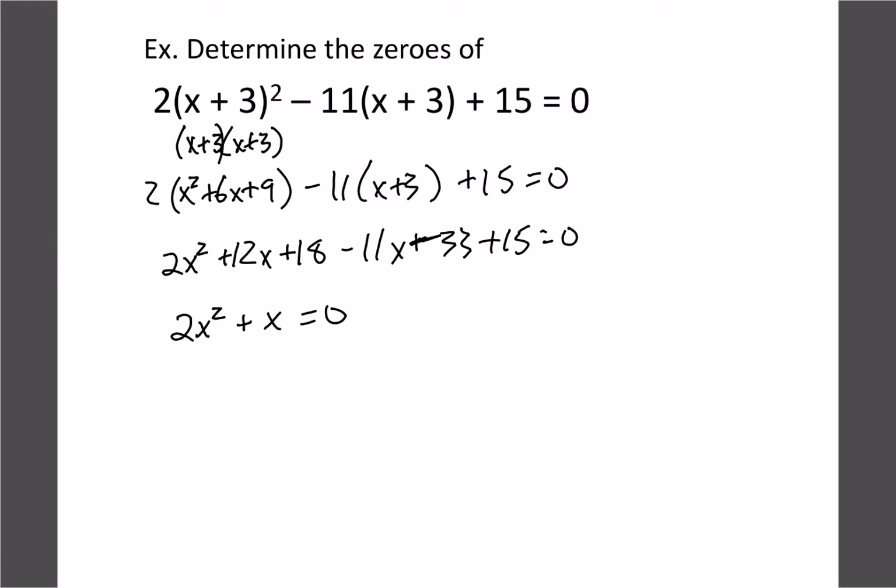And in this case, it's probably easier just to do common factoring. If we just take out an x, we'd have x times 2x plus 1.